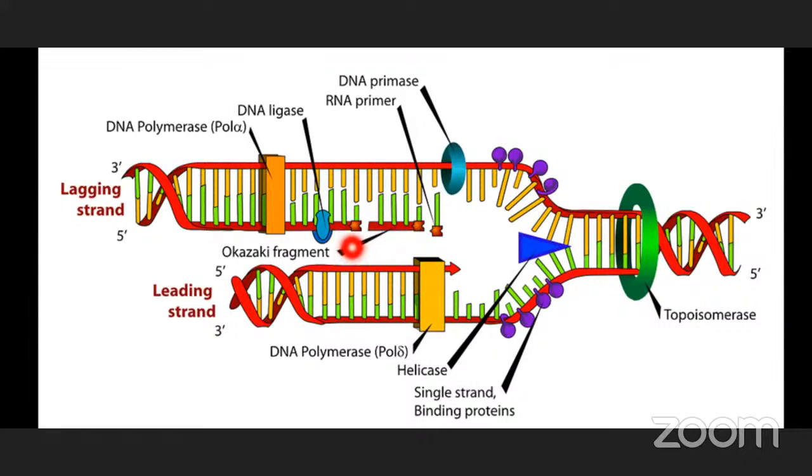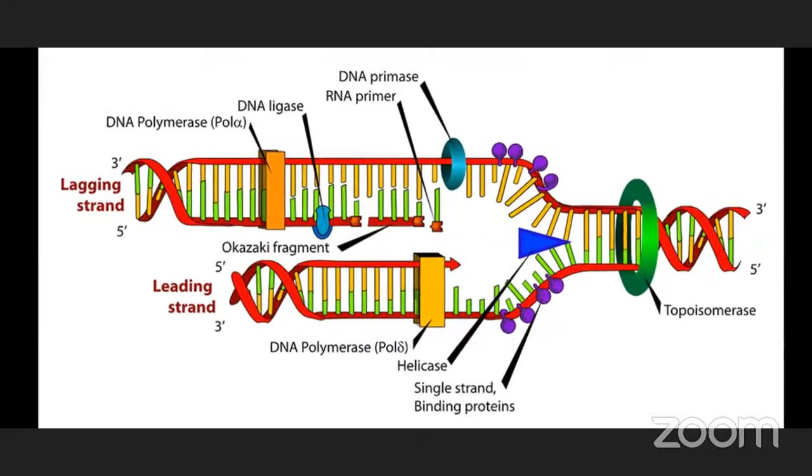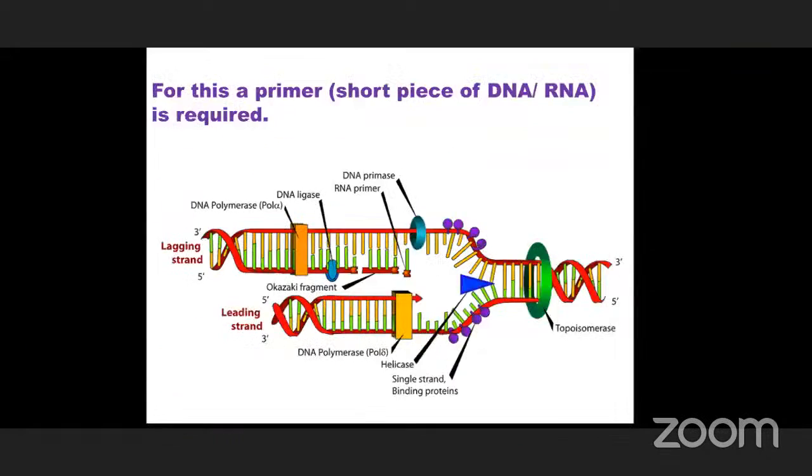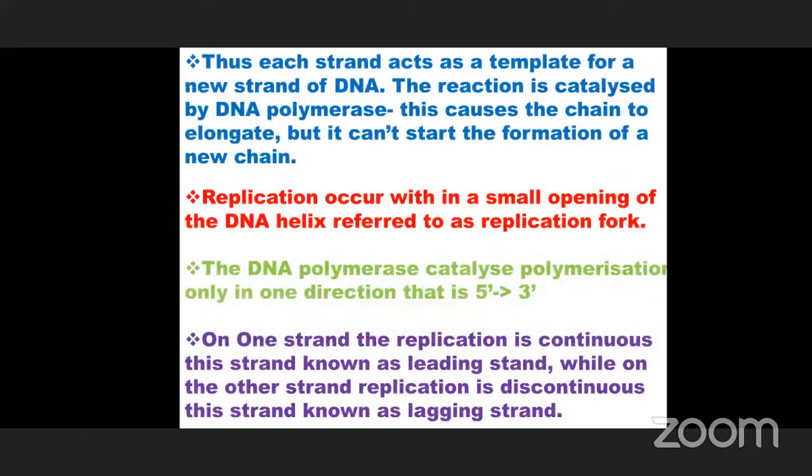The replication process begins at a particular site. That site is called the ori site. Ori site is nothing but the origin of replication. Thus each DNA strand acts as a template for the synthesis of a new strand of DNA. This reaction is catalyzed by the DNA polymerase enzyme.